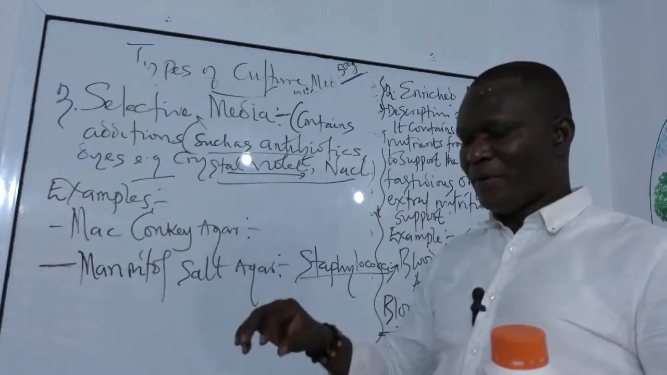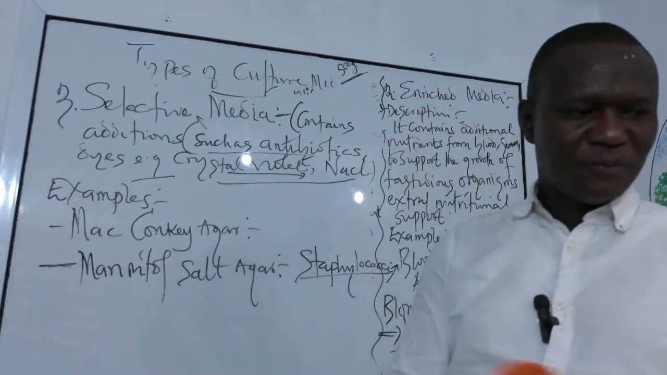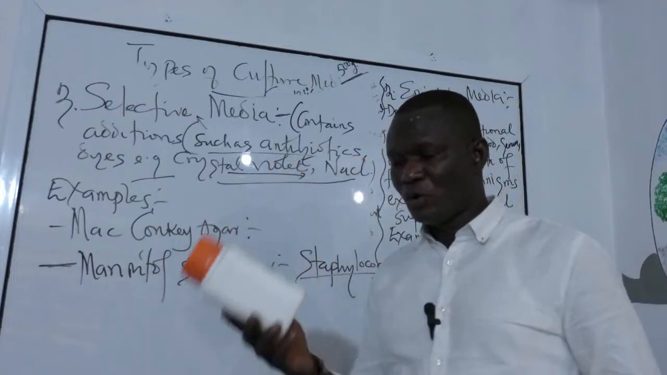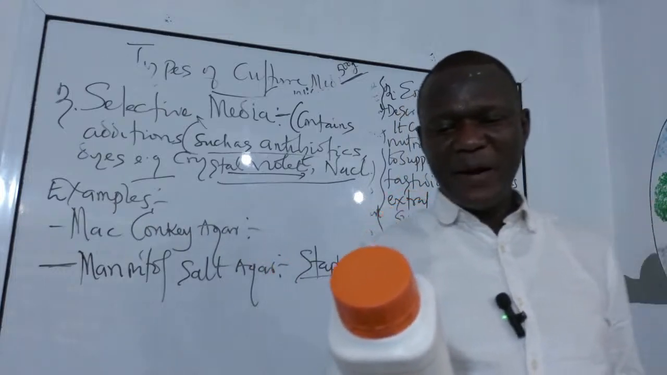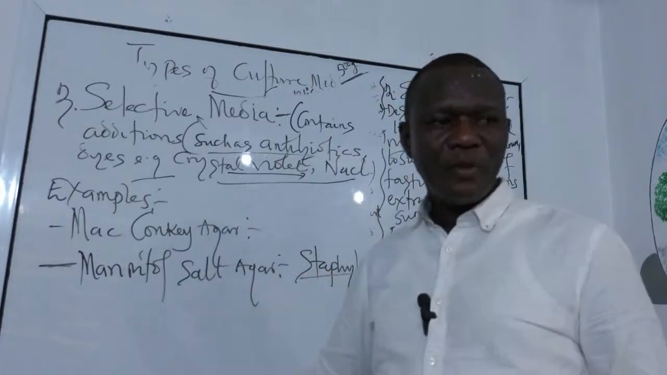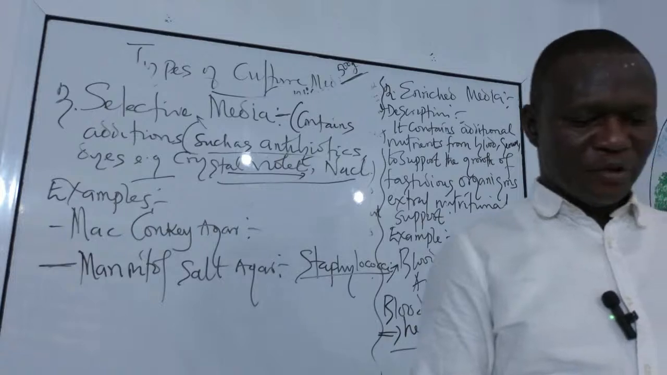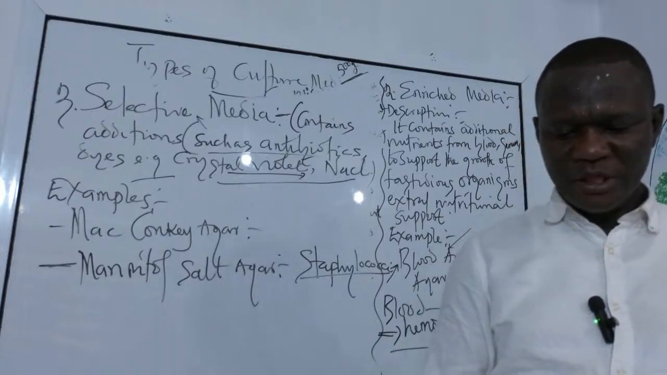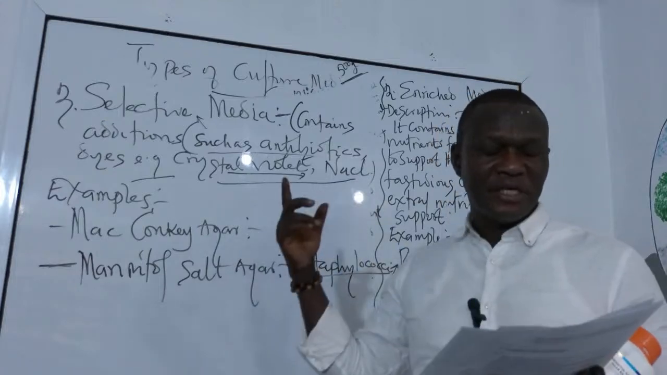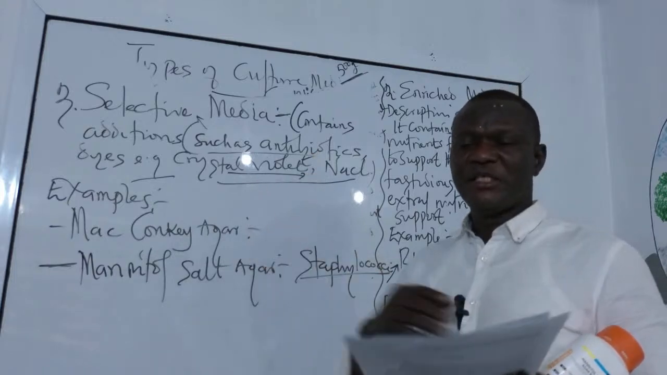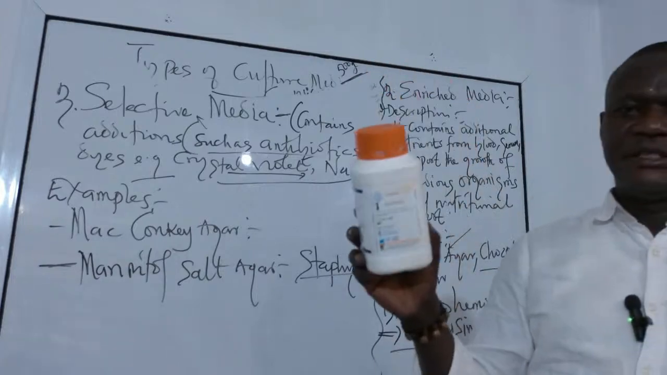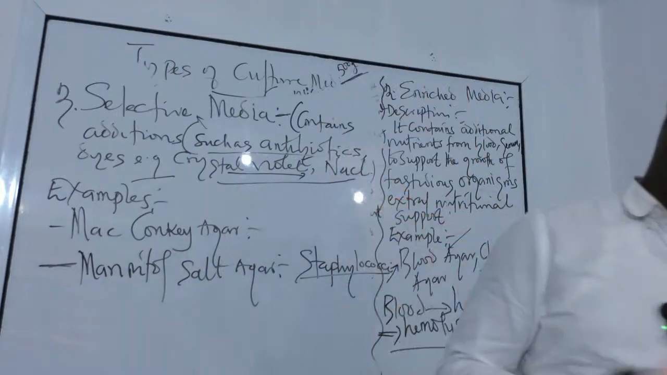activities of gram-positive. So mannitol salt agar is used to grow Staphylococcus species. And apart from that, we have D-mannitol. Mannitol is a sugar, a carbohydrate. And this one says you will dissolve 111 gram of this in 1 liter, instead of the 28 gram that you have in nutrient agar.